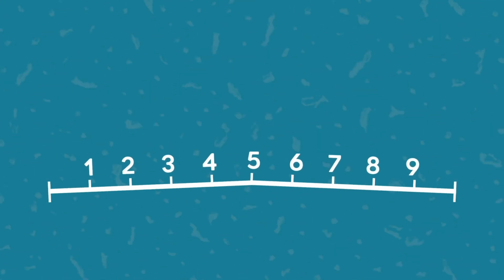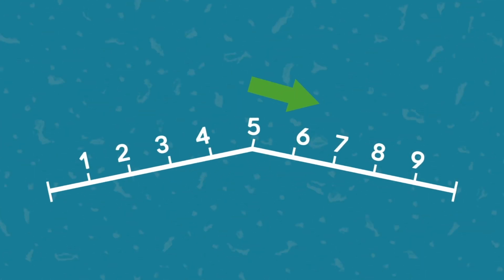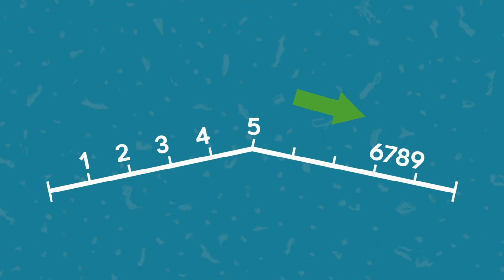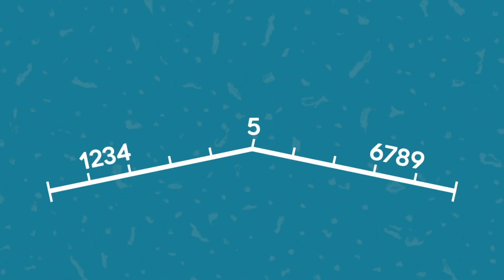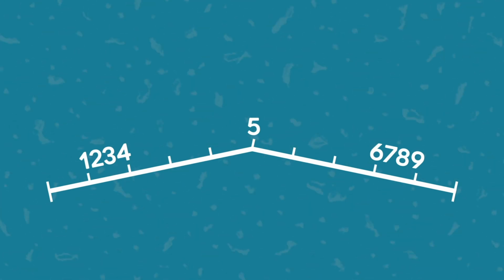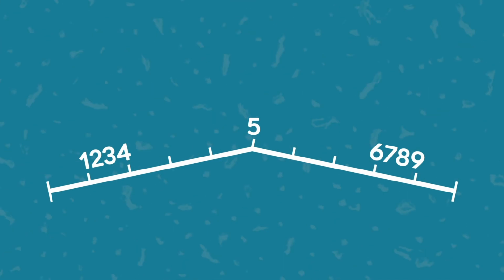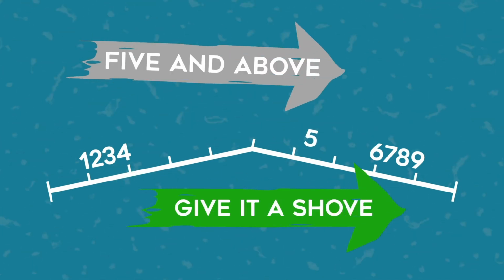You can imagine this number line actually being a little hill. 6, 7, 8, and 9 round this way, and 1, 2, 3, and 4 round this way. But what about 5? Well, 5 is right in the middle, so it's a little tough, but we round this one up too. 5 and above, give it a shove. So now we know how to round.